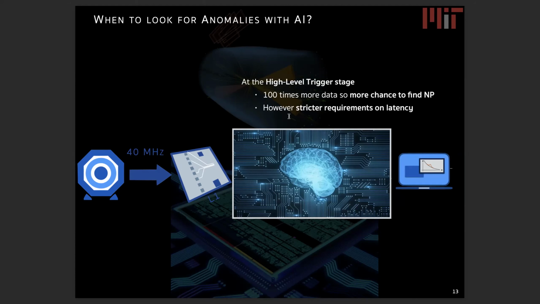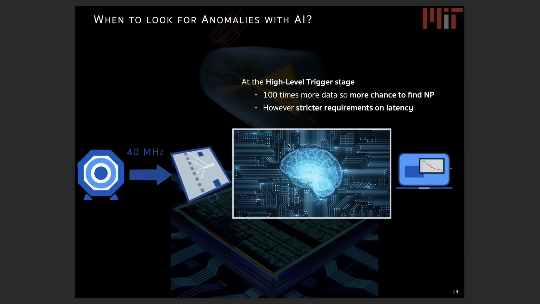That's why there is also the possibility, of course, to put your machine learning algorithm at the high-level trigger stage. As I mentioned, they're CPU operated, so you can potentially do that, and you have a higher chance to find new physics because, as I told you, this high-level trigger reduces the rate by 100.